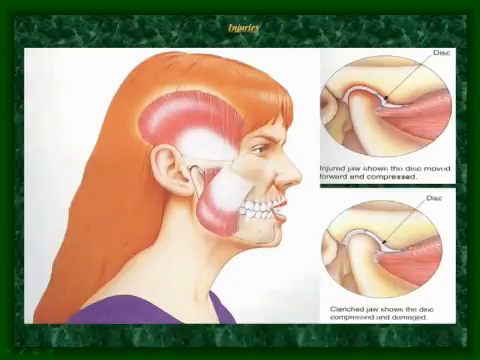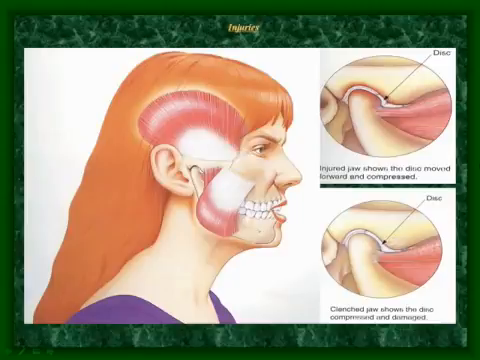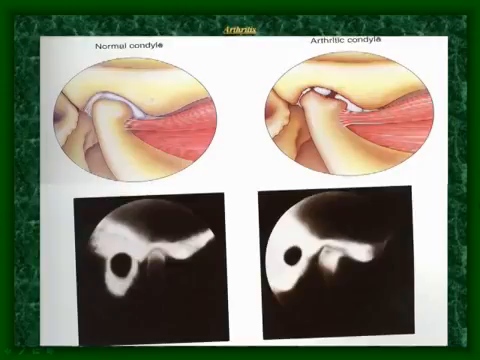TMD can be caused by a relocated or damaged disc in the jaw joint. The left-hand side indicates a normal condyle showing a lot of space between the upper and lower bone, whereas on the right-hand side the disc and the bone have been damaged. This removes the space between the bones, where they now grind against each other every time the jaw moves.